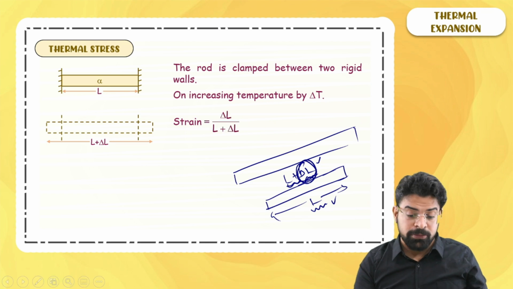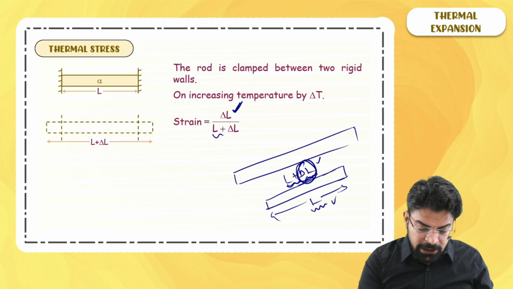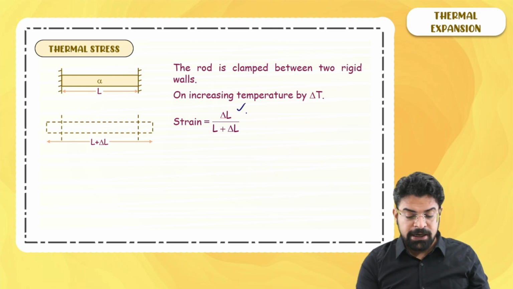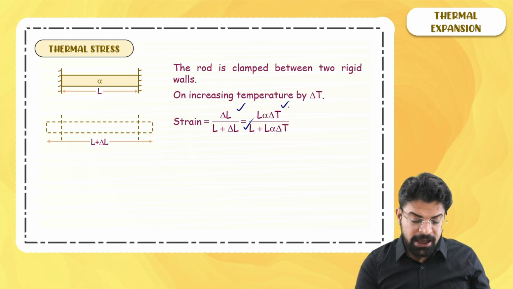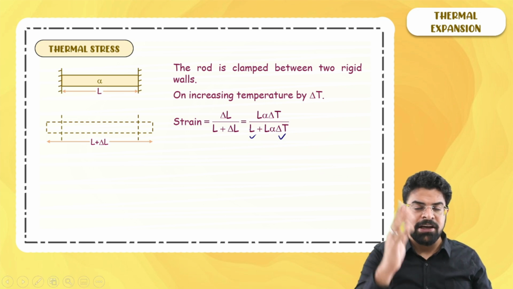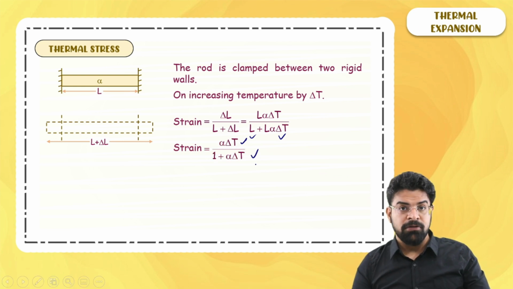So the strain should be written as the change in length due to the force upon the length that would have been if no force would have acted. So delta L upon L plus delta L. So you will write the strain to be equal to L alpha delta T upon L plus L alpha delta T. From the denominator, take L common and cancel it with the numerator. So you get strain equals alpha delta T upon 1 plus alpha delta T.